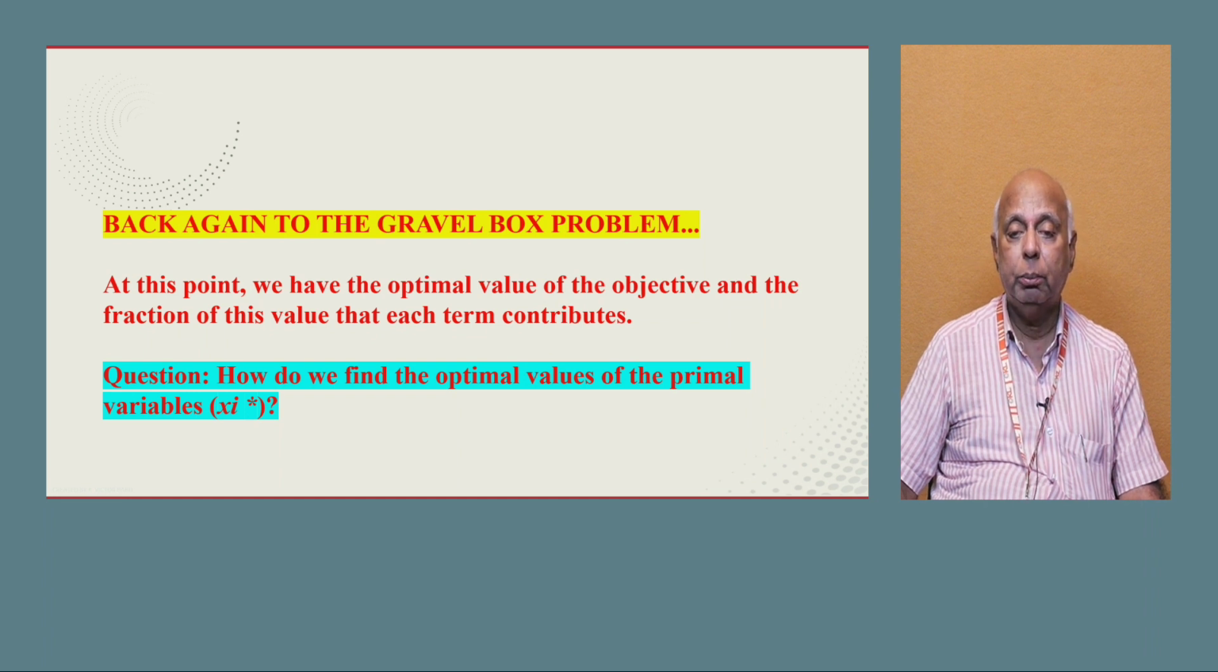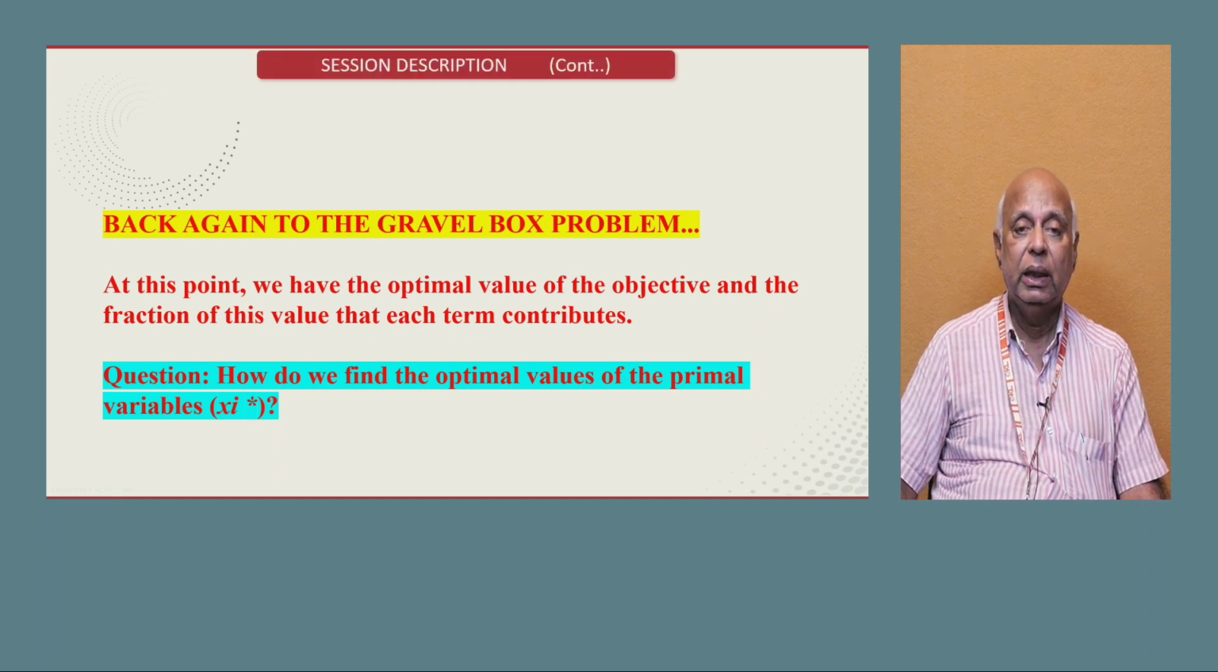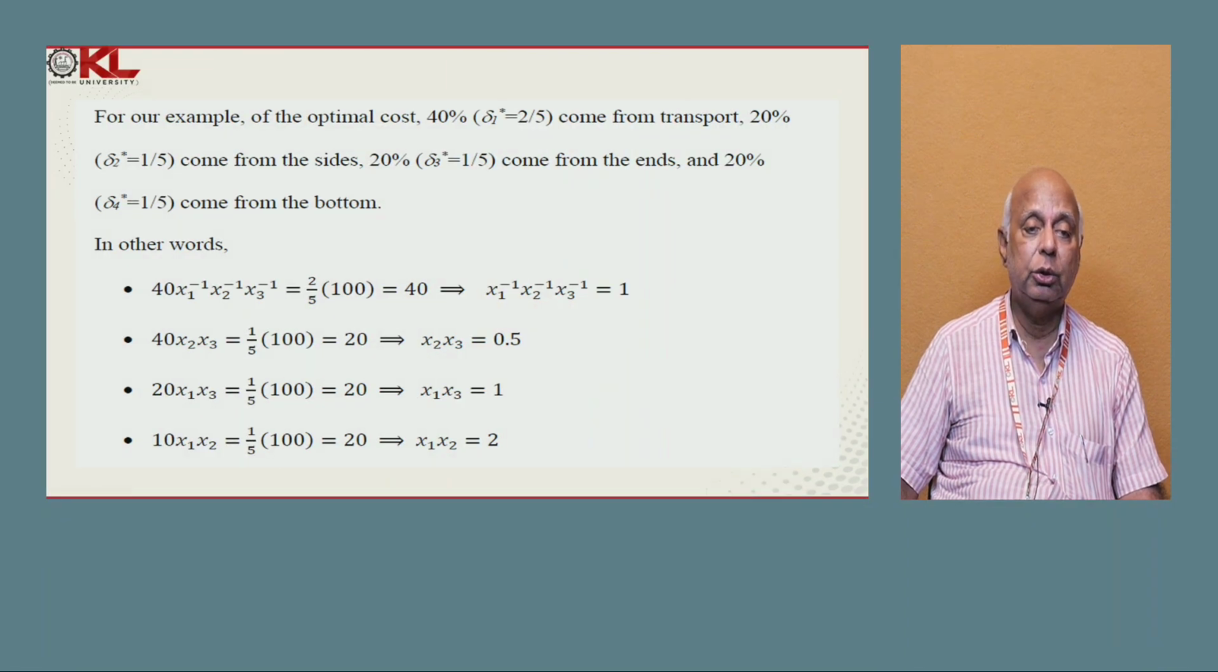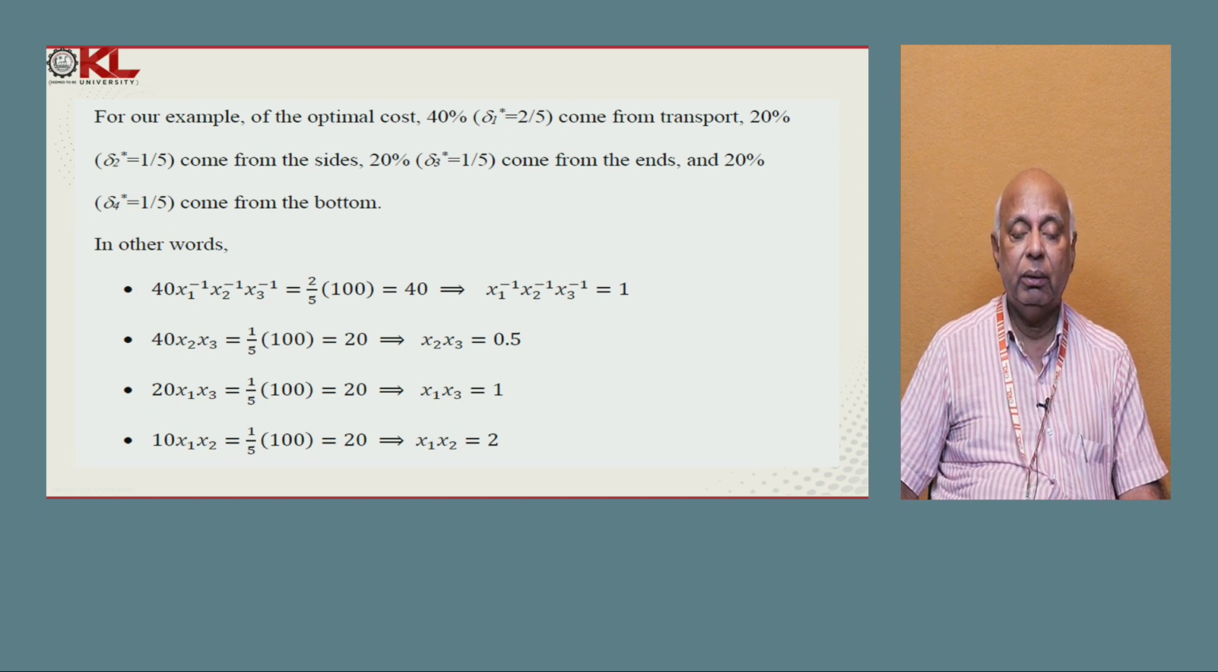How do we find the optimal values for the primal variables xi star? Now this is what we need to evaluate. So here 40 times x1, x2, x3 should be 2 by 5 of 100, that is 40, and 40 of x2, x3, that is 1 by 5 of 100, that is 0.5, and 20 x1 x3, that is 1 by 5 of 100, that is 20, that is equal to 1, and 10 x1 x2, that is 1 by 5 of 100, that is 20, that amounts to 2 here.